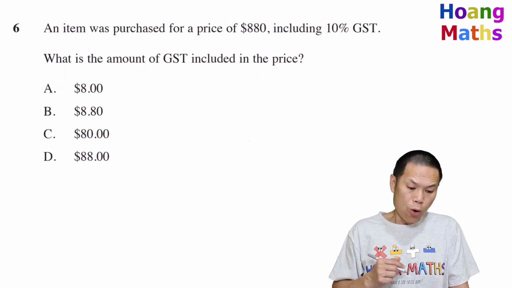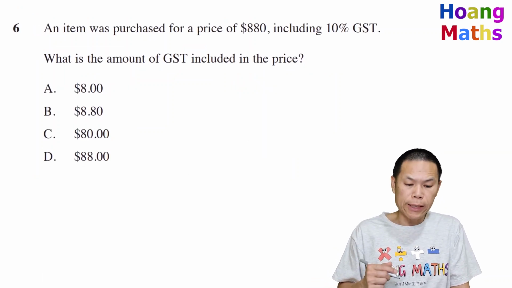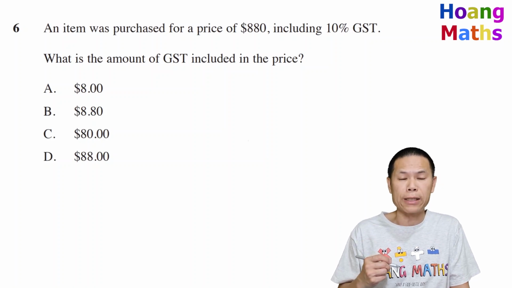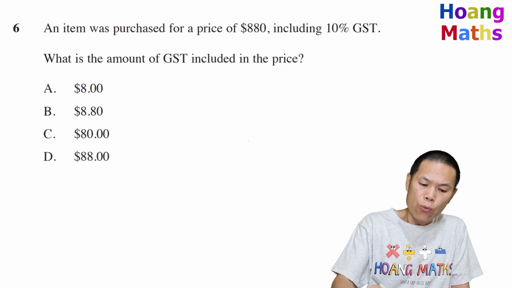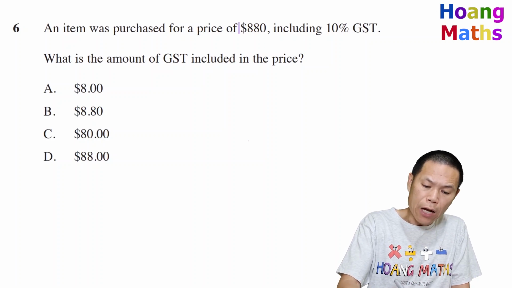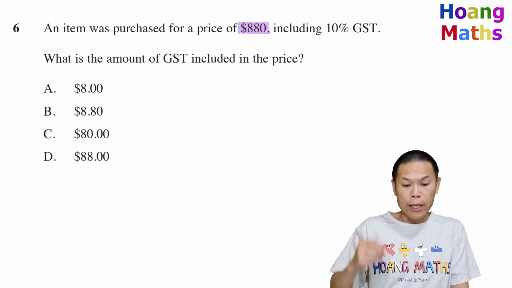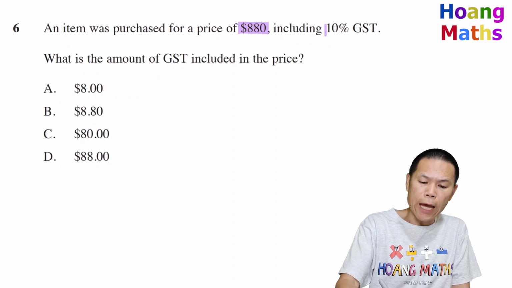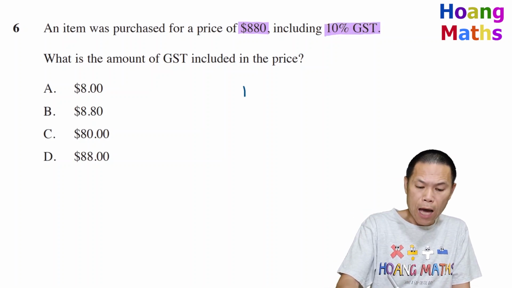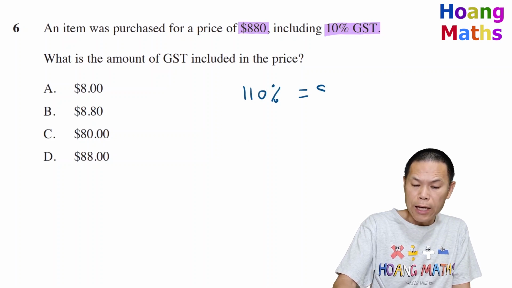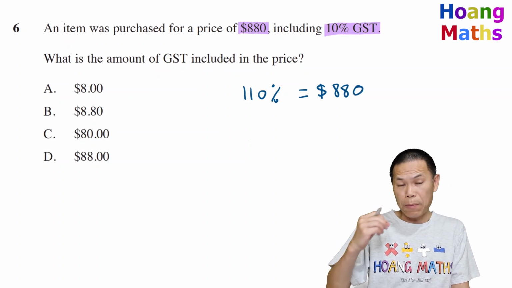Question 6. What is the amount of GST included in the price? So we need to work out the GST. First of all, we know that $880 is including 10% GST. So in other words, we pay 110%, which is $880. So that's what that meant, okay?